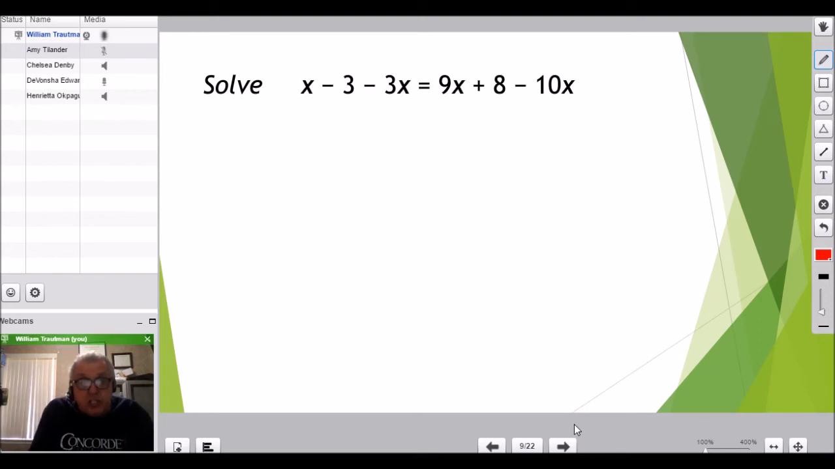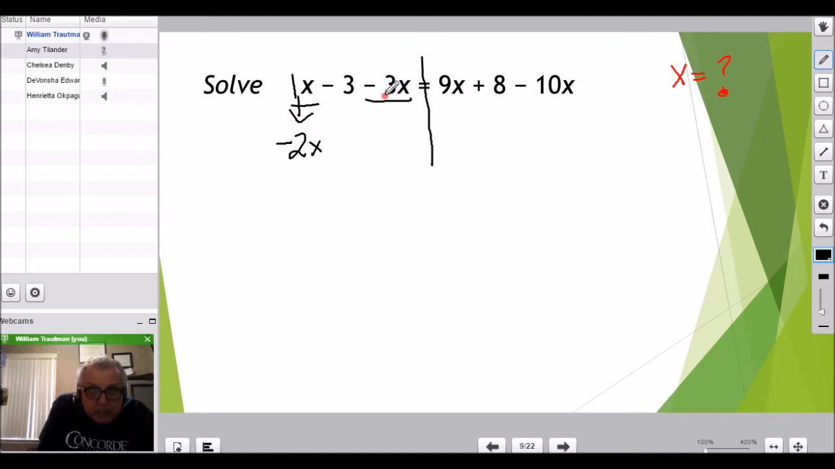Okay, next question, solving for x. Just like we've been doing, we want to get x on one side, everything else to the other, using the same steps I did. First thing we did was combine everything we can on both sides. X minus 3x. So this is 1x minus 3x. 1 minus 3 is a negative 2x. And then I have a minus 3.